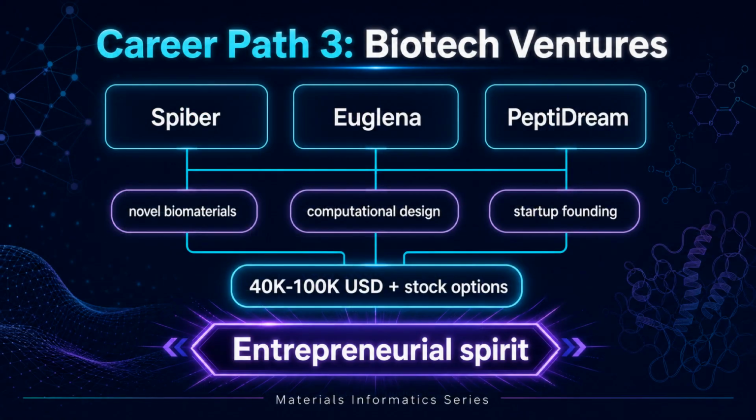Career Path 3 is in biotech ventures like Spiber for structural proteins, Euglena for microalgae, and PeptiDream for special peptides. Roles involve novel biomaterial creation, computational design, and potentially founding your own company. Base salary is $40,000 to $100,000 plus stock options. Success can bring 10x or greater returns. This path requires entrepreneurial spirit.